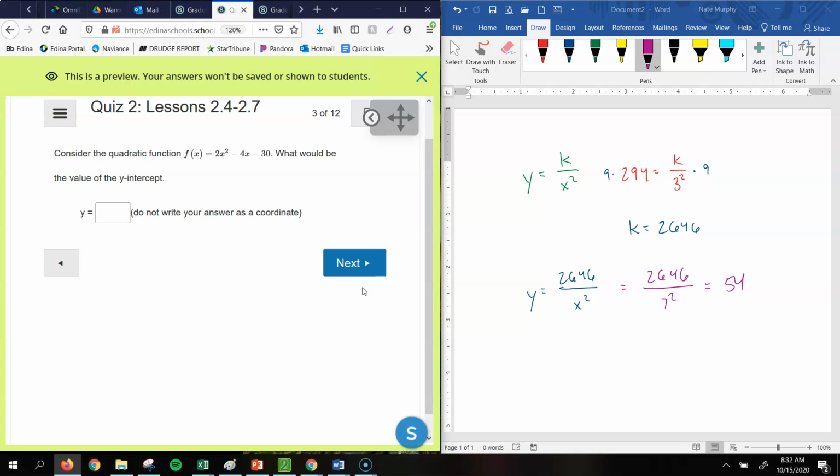Alright, so looking at this one, we need to figure out what the y-intercept would be. When it's in standard form, remember the y-intercept is always whatever the c value is. Now this is a minus 30, so we would say y equals negative 30.